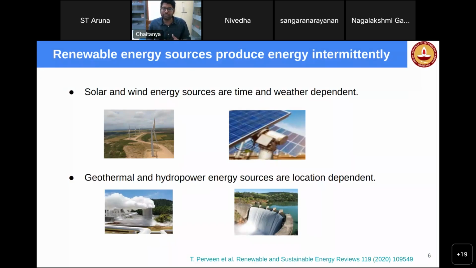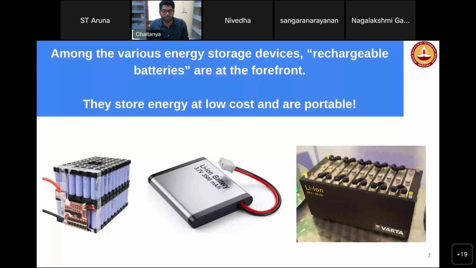For this reason, various kinds of storage devices were invented. One of them is the rechargeable battery. What are the other kinds of storage devices? You have hydroelectric projects, which we might have seen, where you pump water uphill, and then use gravitational force to bring it downhill and generate electricity. Or if you have heard of the flywheel, where you rotate a rigid object and increase its rotation, so you are storing rotational energy. There are various other kinds, like fuel cells, which are there recently, and so on.